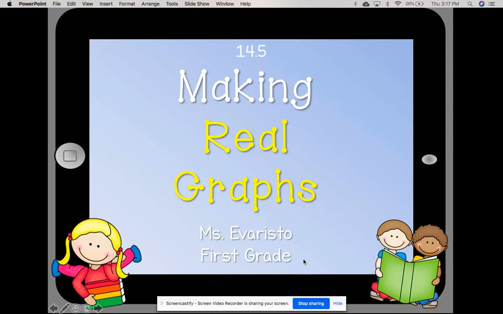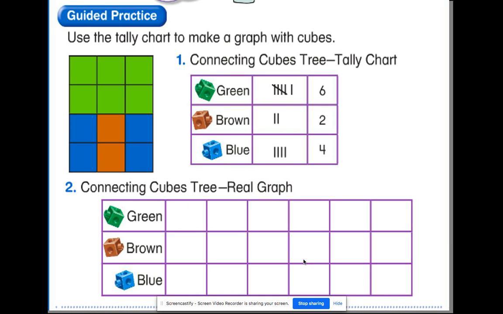All right, we're going to go over into our practice problems so that you know exactly what to do for your worksheets today. It's all about making graphs, so let's go right into it. All right, let's take a look here. It says to use the tally chart to make a graph with cubes. So I'm going to use cubes as little pictures, but when you're making your own graph, it's fine to just draw little rectangles or little circles, whatever you prefer to draw a picture when you're making your own graphs.